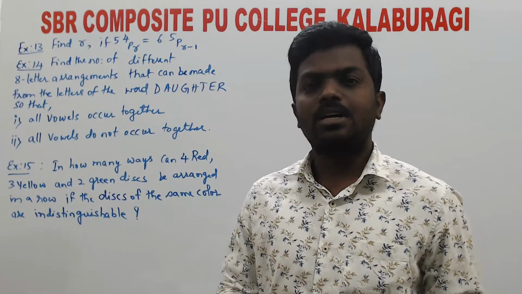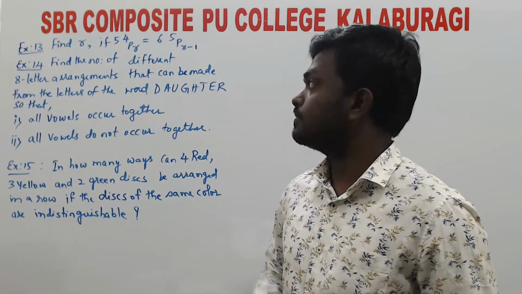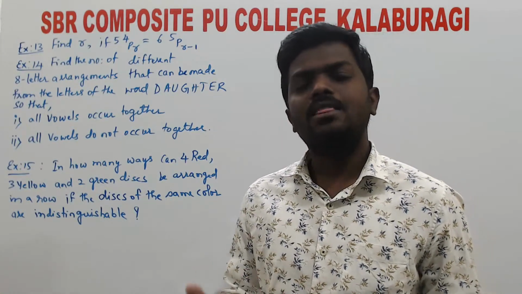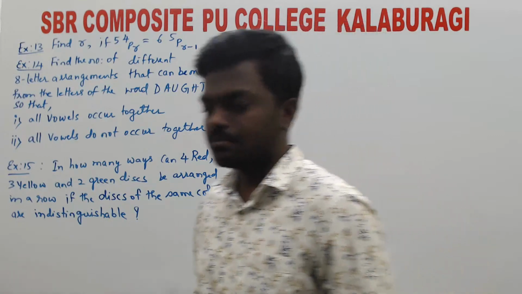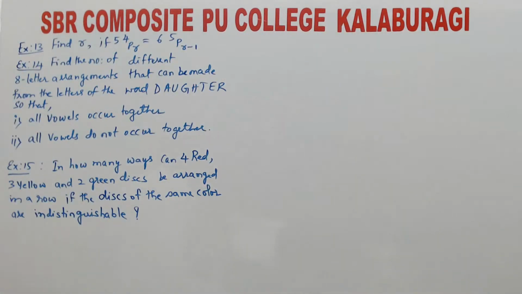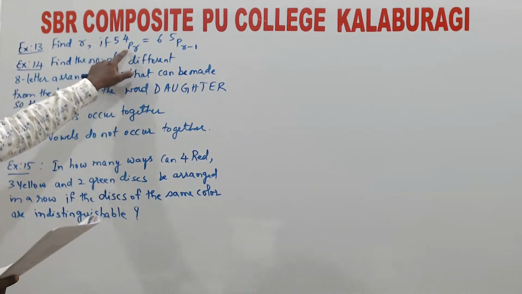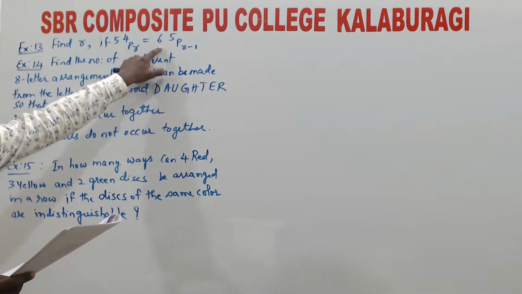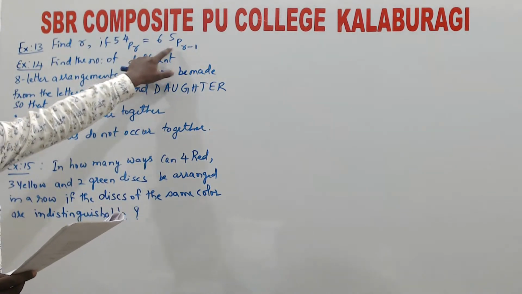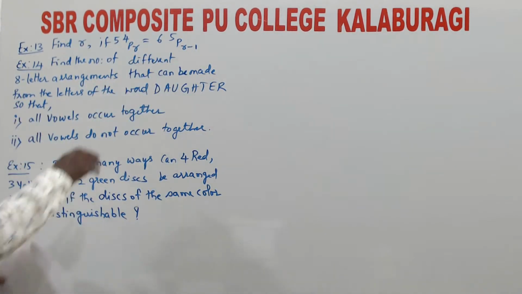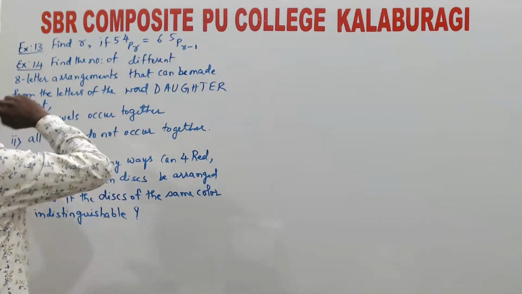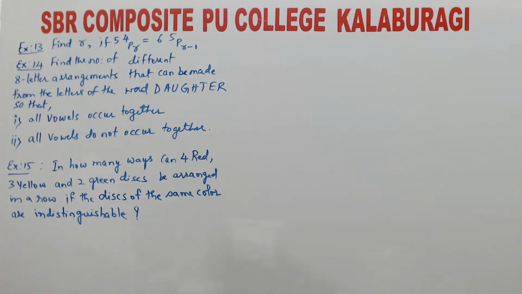We shall start with the worked examples. Yesterday we solved find the value of n, right? The next example is example 13. So what does example 13 tell us? Find r. If 5 into 4Pr is equal to 6 into 5P(r minus 1). So if this is the mathematical equation, they are asking us to find r.